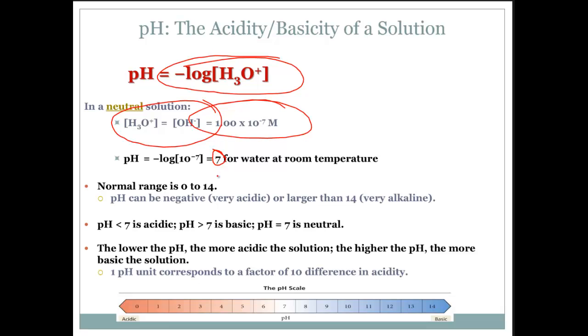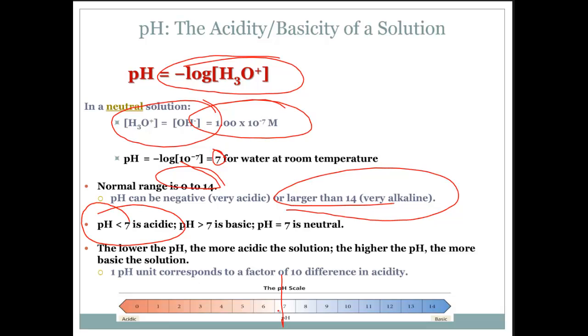The normal range is from 0 to 14. However, pH can be negative, meaning it's very acidic, or it could be larger than 14, meaning very alkaline or very basic. A pH that's negative is below 7. Here's 7. Anything below is acid. Anything above that is base. 7 itself is neutral. The lower the pH, the more acidic the solution. The higher the pH, the more basic the solution. 1 pH unit corresponds to a factor of 10 in acidity.